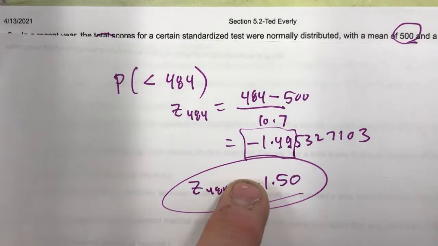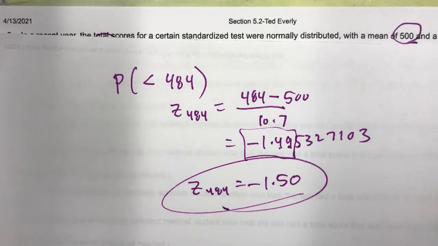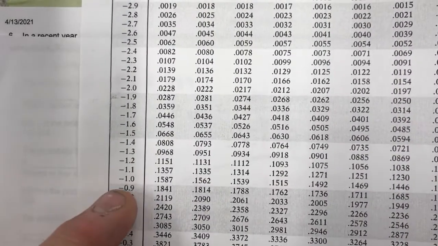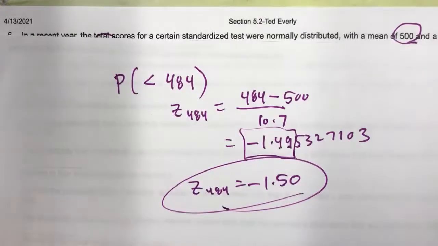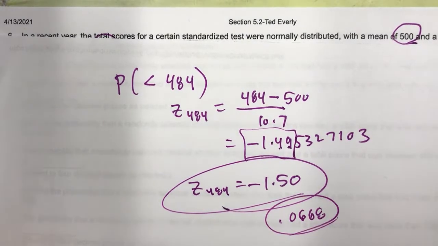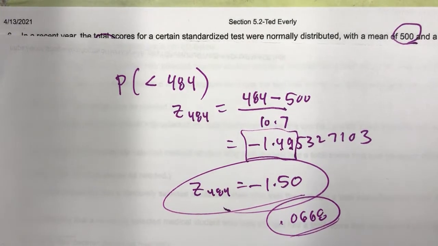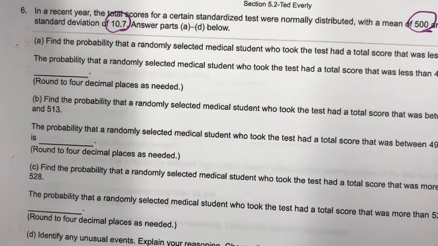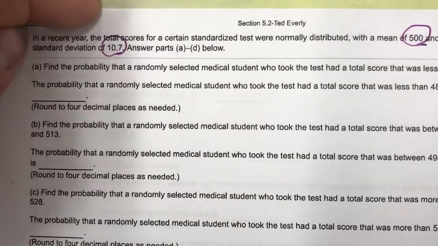Okay, now look that up on the table. So negative 1.50, negative 1.50 right there, 0.0668. And that's my probability. It says less than, which is to the left. So that's 0.0668, which you can see we're right there on it.